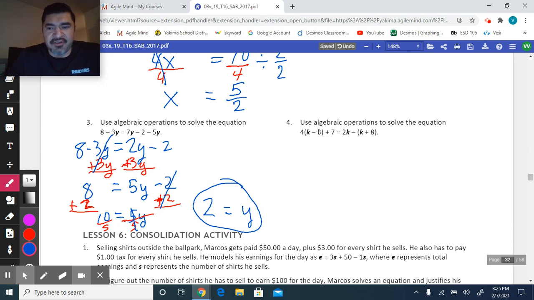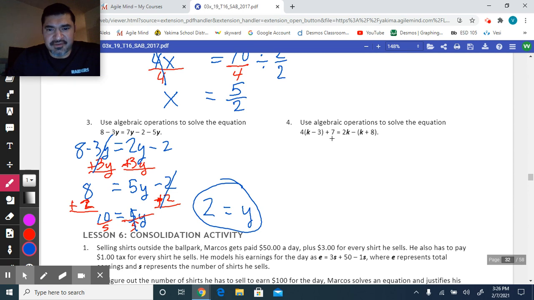Let's take a look at number 4. Use algebraic operations to solve the equation. Okay, so we want to get k all by itself. And k is all over the place. We've got numbers all over the place. Let's clean this up. So I'm looking at this side here. First thing I need to do, what do you guys think? I want you to be thinking about this, just looking at this side here.